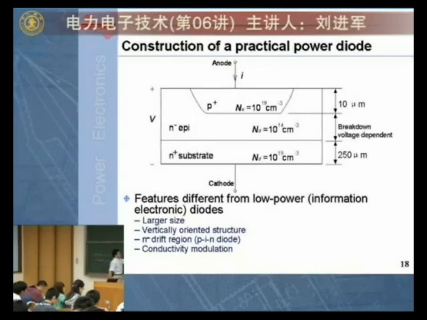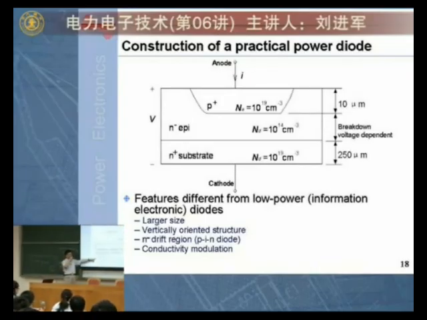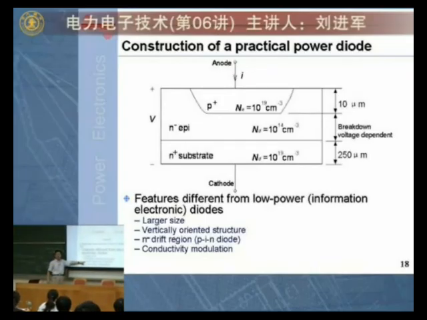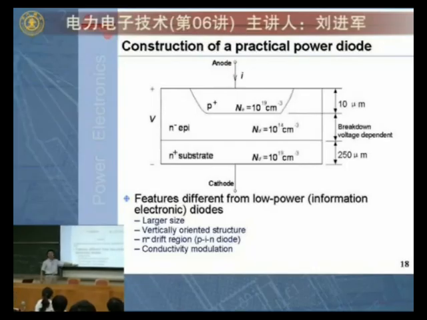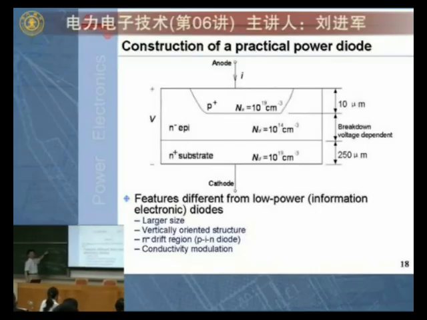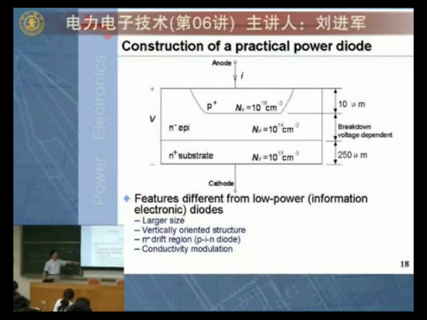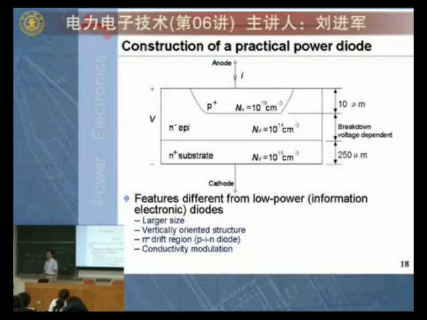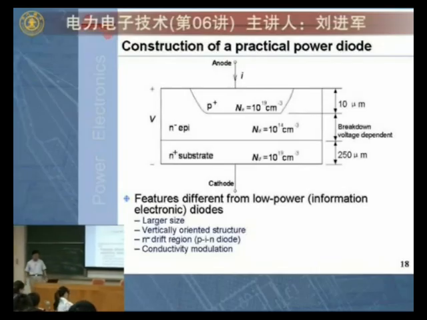They have larger size. They have vertical oriented structure. They usually have a N- region to deal with large voltage. The fourth one, some of the devices have it: if they are a minority carrier device, then they have conductivity modulation. If they're not, then they don't have conductivity modulation.